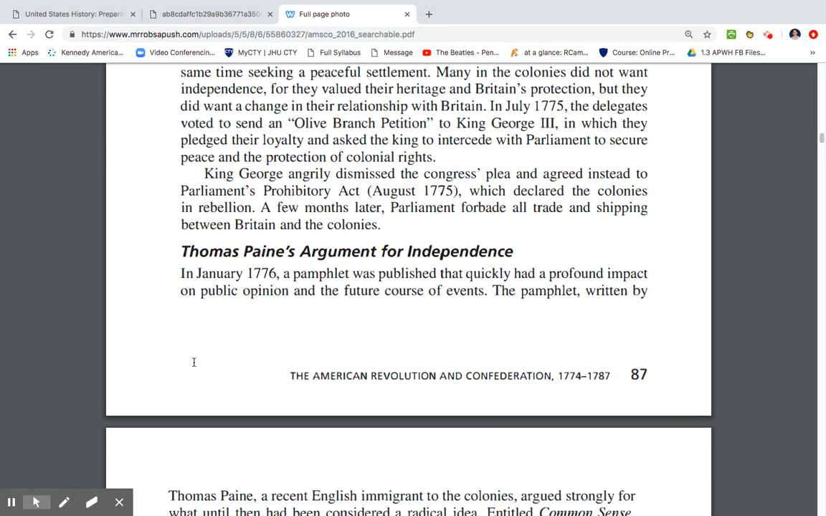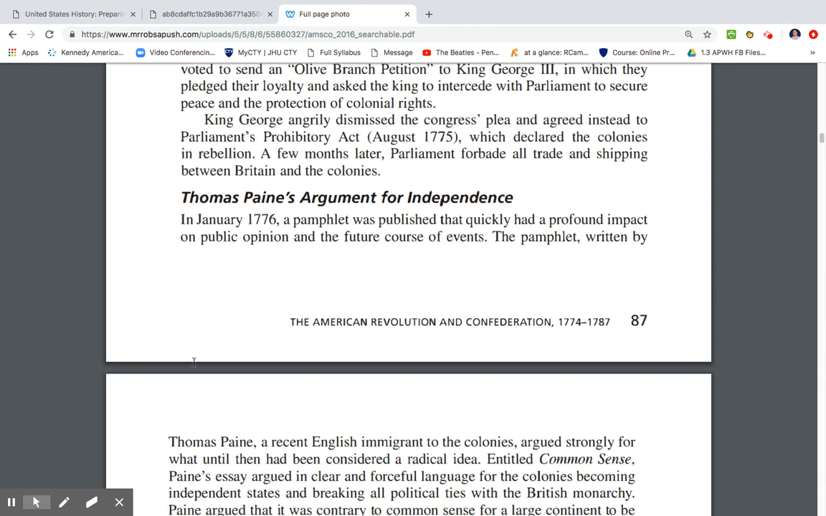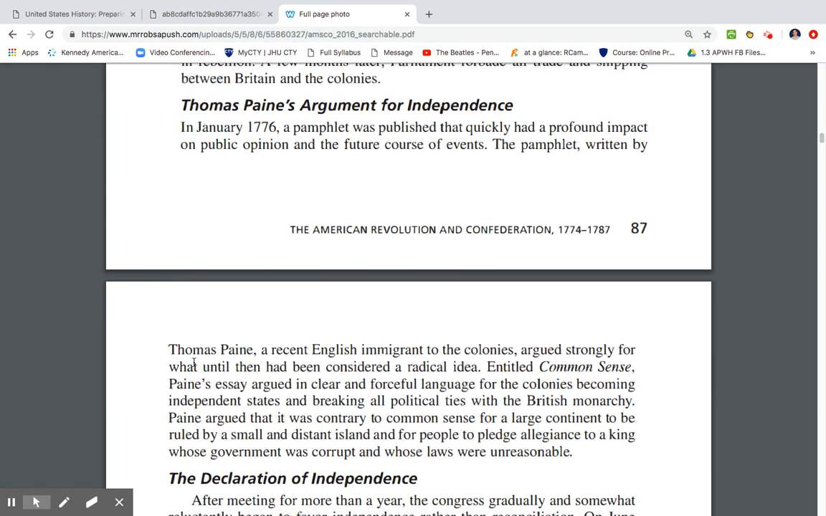Thomas Paine's argument for independence. In January 1776, a pamphlet was published that quickly had a profound impact on public opinion and the future course of events. The pamphlet, written by Thomas Paine, a recent English immigrant to the colonies, argued strongly for what until then had been considered a radical idea. It was entitled Common Sense.